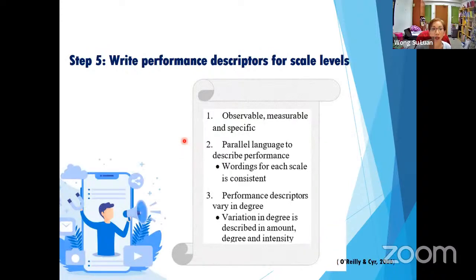Step 5, write performance descriptors for the scale levels. Like I mentioned earlier, observable, measurable, and specific. Parallel language to describe the performance here. The wordings for each scale are consistent. I'll show you an example of what I mean. The performance descriptors vary in degree, whether it's amount, degree, or intensity. How many times? 3 times, 4 times, 5 times? If the students are able to show that competency, in terms of intensity, the more intense it is, you get more marks, for example.